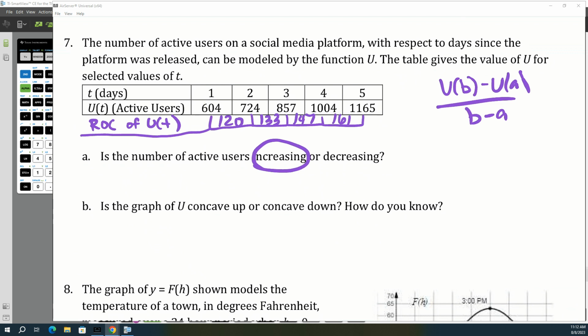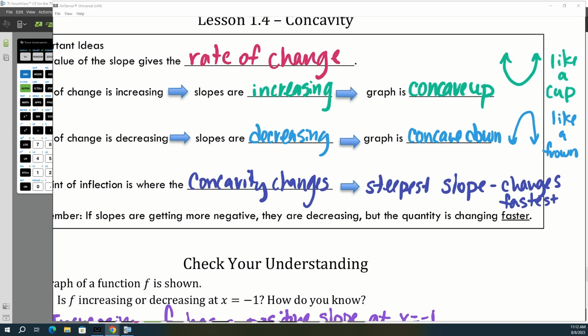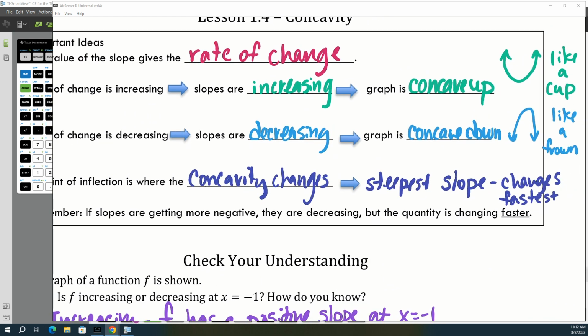Okay, so those rates of change, would you guys say they're increasing or decreasing as we go across? They're increasing. So what would you say? Is this concave down or concave up? Concave up. If you don't have that memorized yet, it's okay. It's on the other side. It might take a minute. But when the slopes or rates of change are increasing, the graph is concave up.